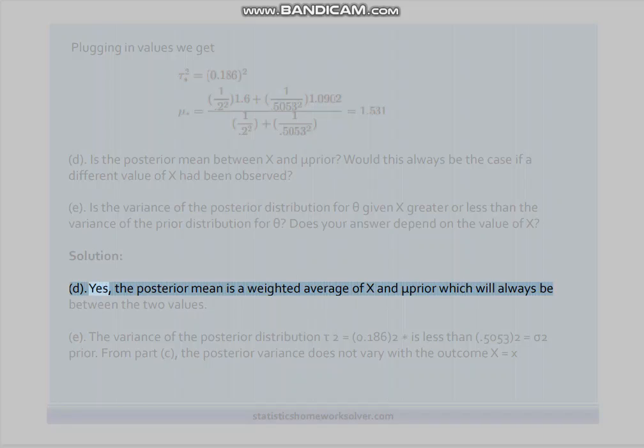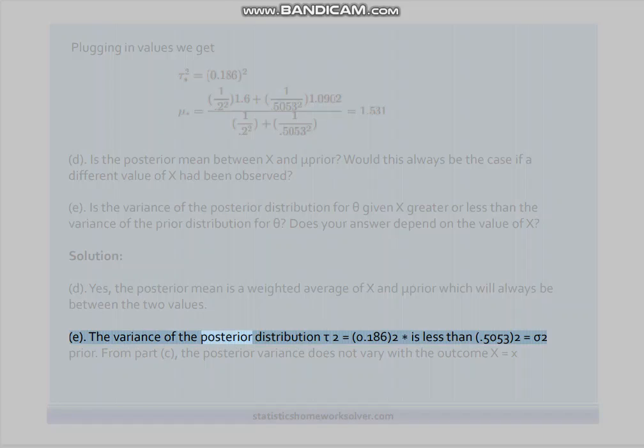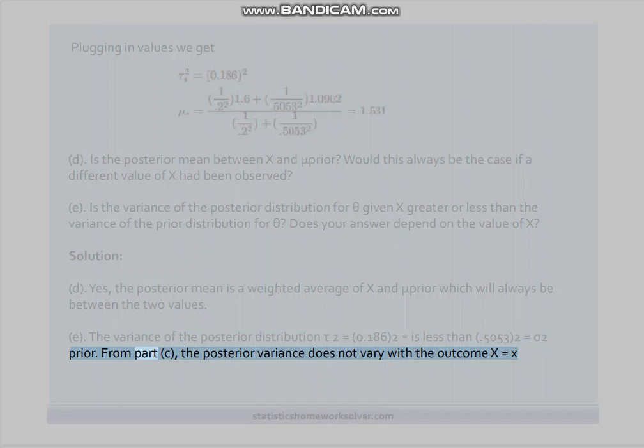Solution. D. Yes, the posterior mean is a weighted average of x and the prior mean, which will always be between the two values. E. The variance of the posterior distribution, tau squared equals 0.186, is less than 0.5053 squared, which equals sigma squared prior. From part C, the posterior variance does not vary with the outcome x.